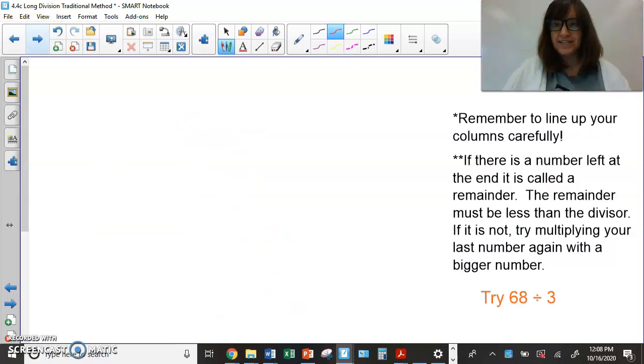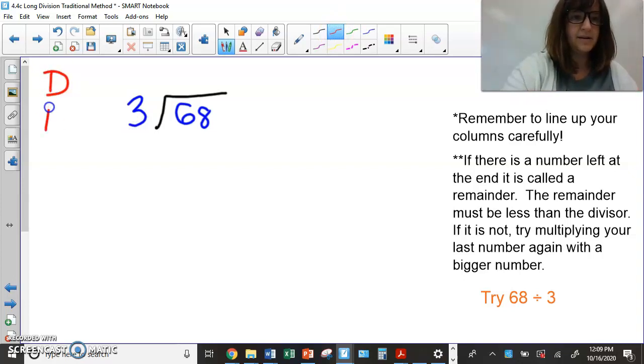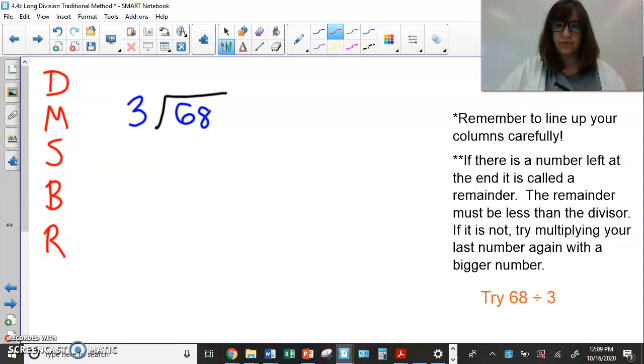So we are going to set up our long division problem. We need to remember a few things. We need to remember to line up our columns carefully. And if there's a number left at the end, it's called a remainder, okay? So let's try it for this problem right here, which is 68 divided by 3. I'm going to set up my long division symbol, which looks like this, okay? I put the dividend in the middle, which is 68. And I put the divisor on the outside, which is 3, okay? And I'm going to remember over here, Dad, Mom, sister, brother, Rover, and these are going to talk me through the steps that I'm going to take to solve these problems.